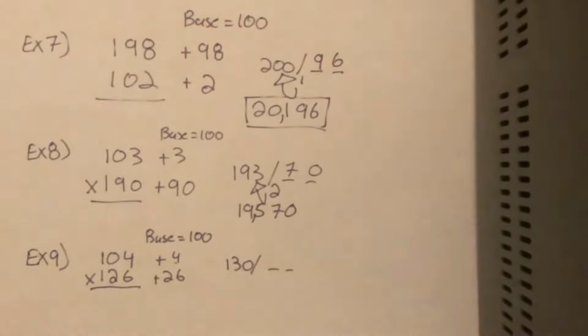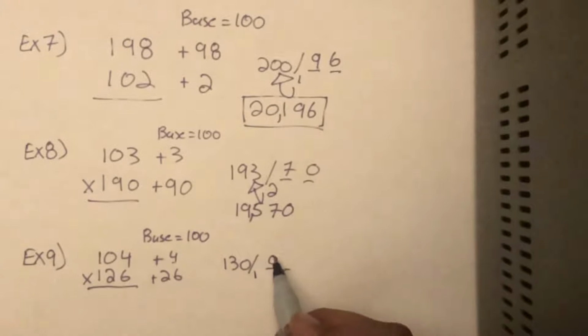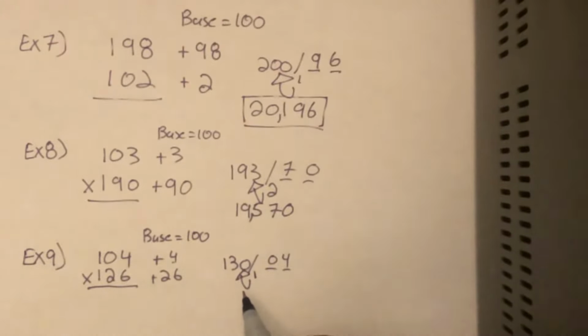What's the product of 26 times 4? There's many ways you can do this. You can just double it twice. 26 times 2 is 52, and then 52 times 2 is 104. So I'm going to say 104. Carry the 1. 131. 04. Okay?